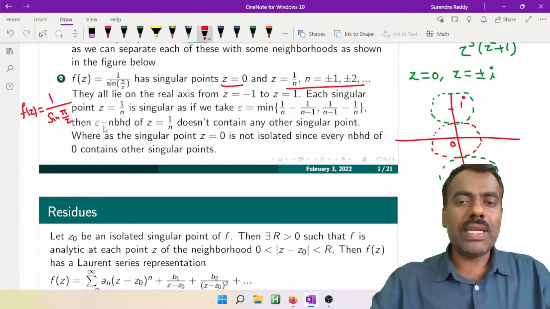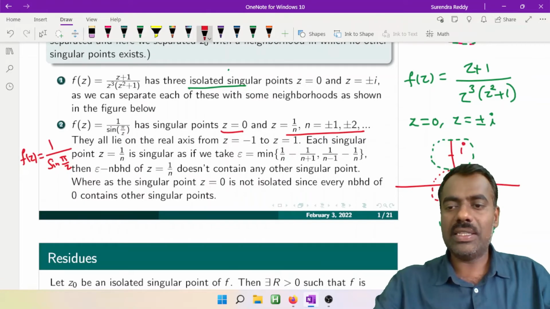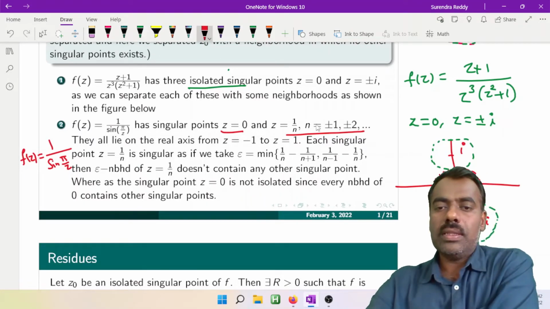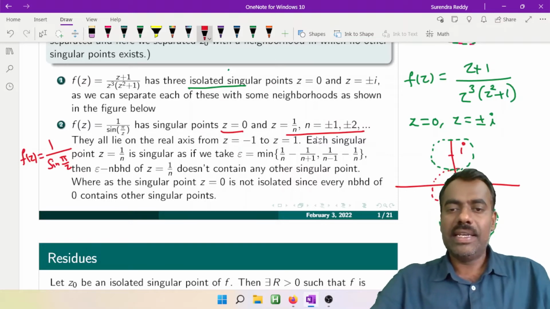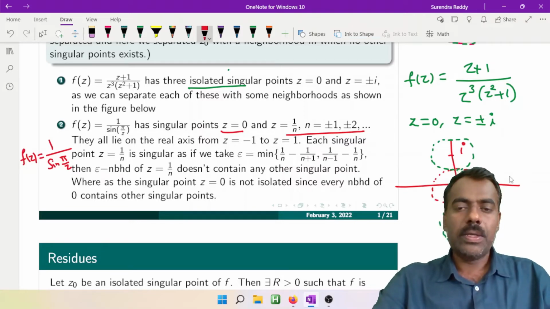Okay. Now one can guess from what we approached here: for example, here we had 3 points, 0, i and minus i. Here we have, just like discrete points, 1, 1 by 2, 1 by 3, and these are all singular points. Okay, so what can we think? Whether they are isolated singular points?